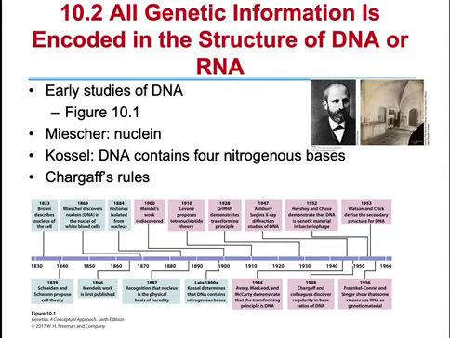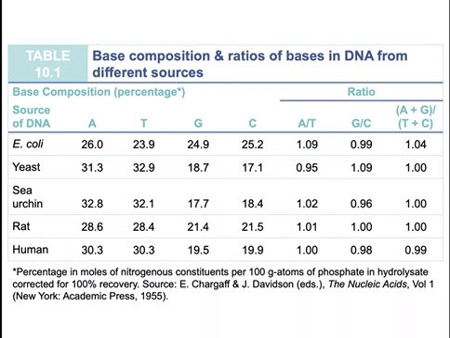Chargaff and his colleagues carefully measured the amounts of four bases in DNA from a variety of organisms, and they found that DNA from different organisms varies greatly in base composition. This finding disproved what used to be called the tetranucleotide hypothesis.